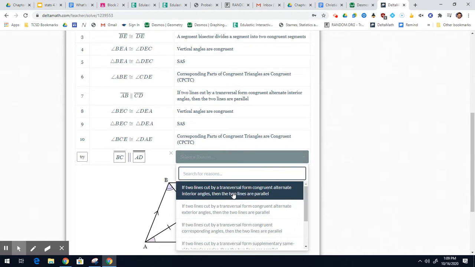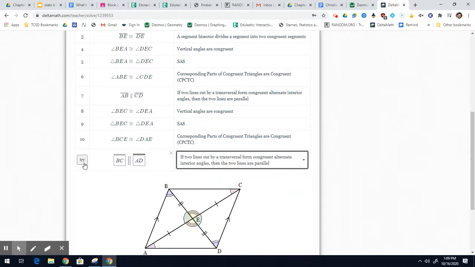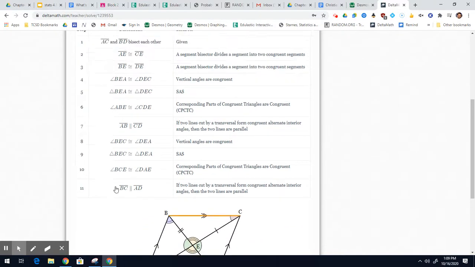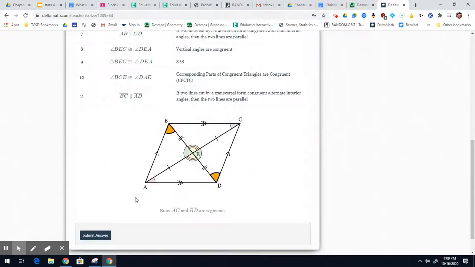If two lines are cut and alternate interior angles are congruent, the lines are parallel. Boom. And there's my second. So this proof is just long because you have to do the same thing twice. Sorry. Okay, that's why I did it with you. Hopefully you can do it by yourself.